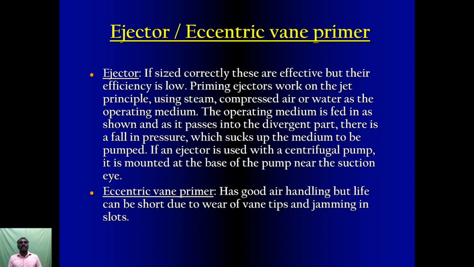Ejector. If sized correctly, these are effective, but their efficiency is low. Priming ejectors work on the jet principle, using steam, compressed air or water as the operating medium. The operating medium is fed in as shown, and as it passes into the divergent port there is a falling pressure which sucks up the medium to be pumped. If an ejector is used with a centrifugal pump, it is mounted at the base of the pump and near the suction line. Then the second one is the eccentric vane primer, which has good air handling, but life can be short due to wear of the vane tips and jamming in slots.